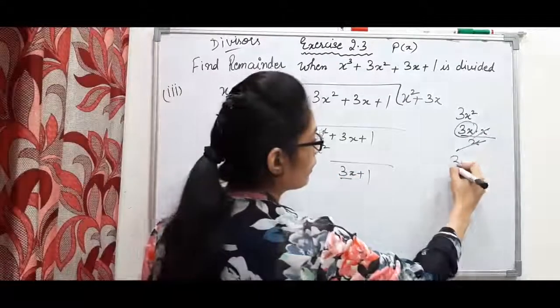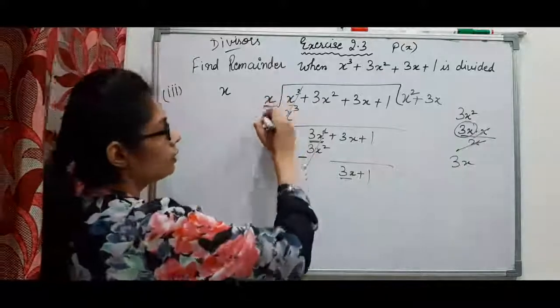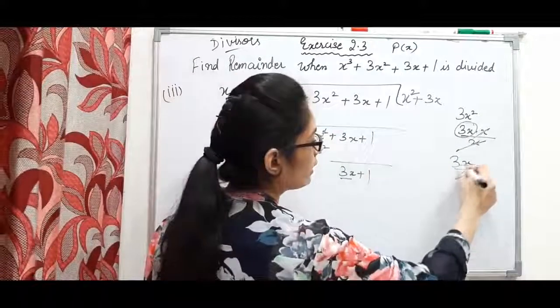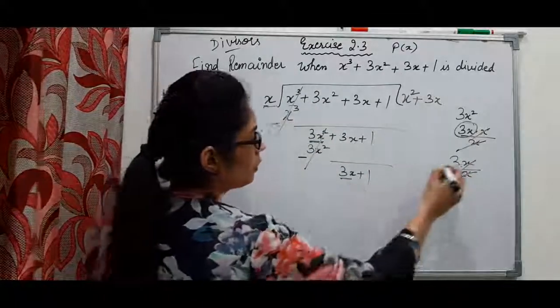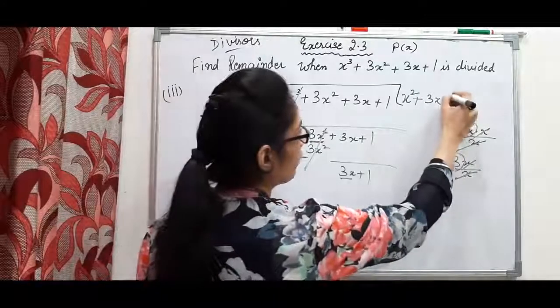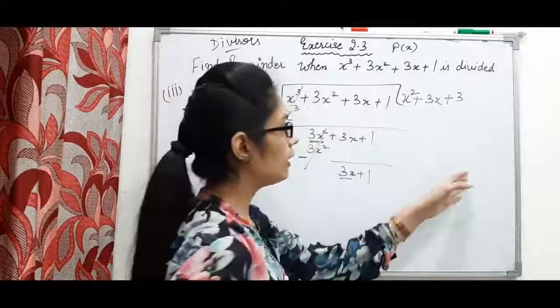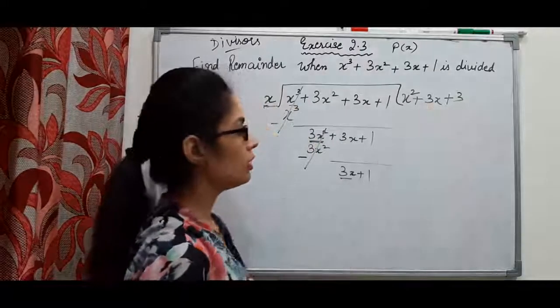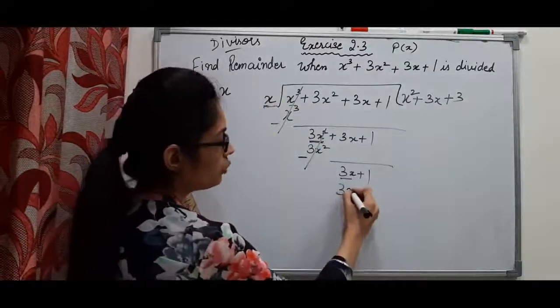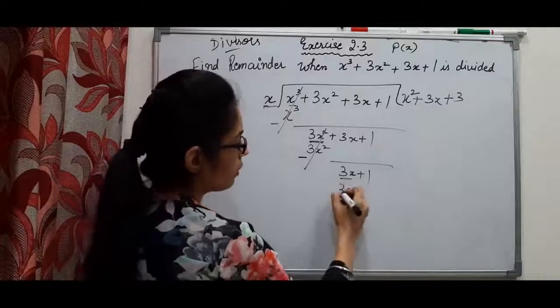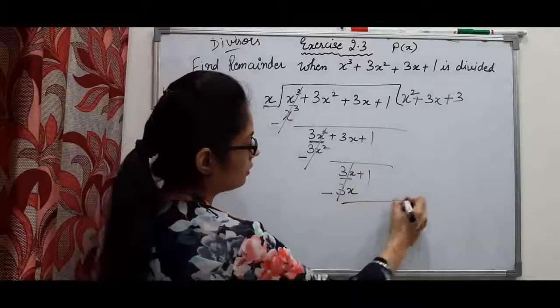First term 3x divided by x. X and x will get cancelled. You got 3, just write 3 here. So whatever answers you are getting, you have to write in quotient. So this first term should be same, which is 3x. Change the signs, cancel the terms.